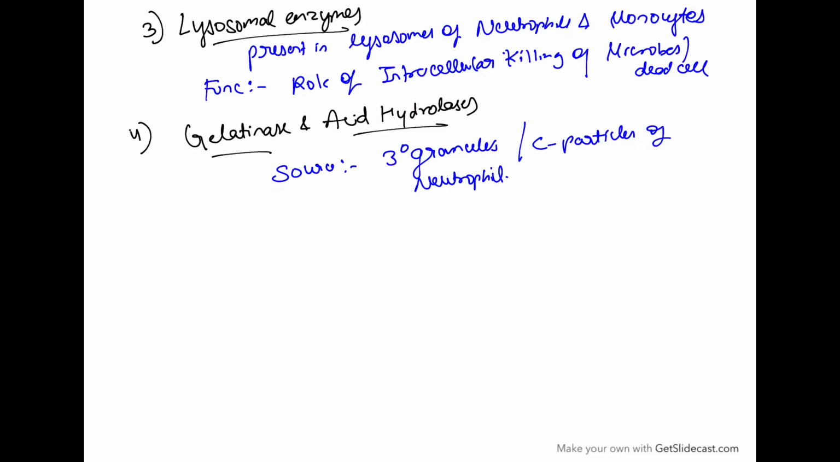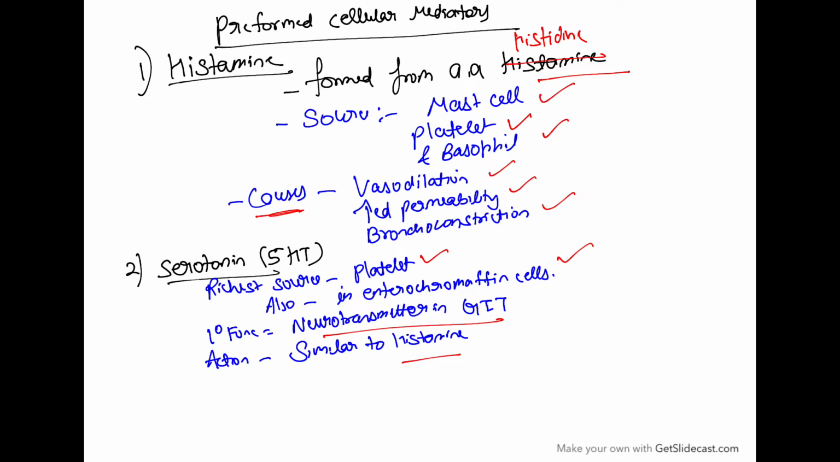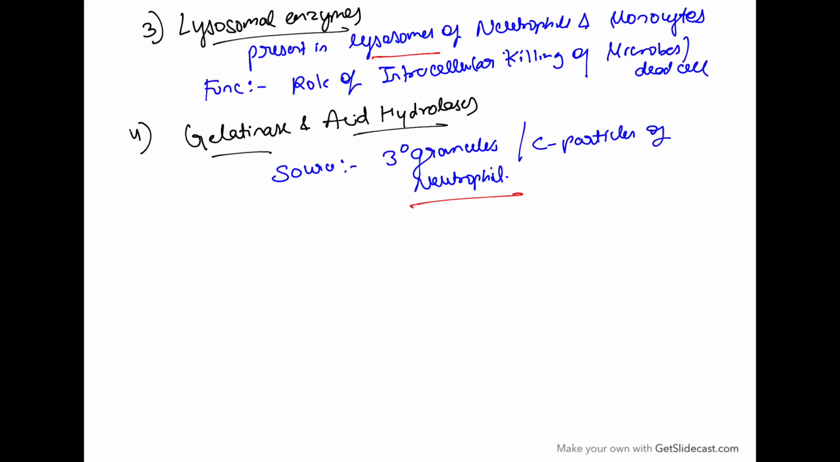Now the third one is lysosomal enzymes. They are found in the lysosomes of the neutrophils or monocytes and the role is intracellular killing of microbes or dead cells. And then we have gelatinases and acid hydrolases. What is the source? Source is tertiary granules or C particles of the neutrophil. These are also involved in intracellular killing. So these are the preformed mediators: histamine, serotonin, lysosomal enzymes, gelatinases, and acid hydrolases.